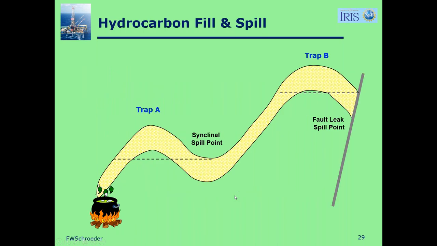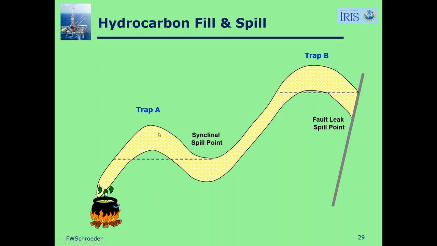So let me illustrate this hydrocarbon fill and spill concept. Here's my source rock. Rube has generously loaned me his cauldron, and we're cooking it. We're generating oil molecules. The yellow band is our migration pathway and also our reservoir rocks. We have an anticline for trap A.